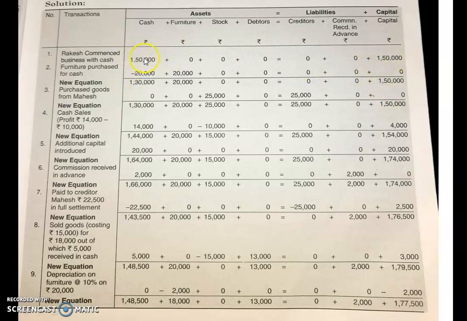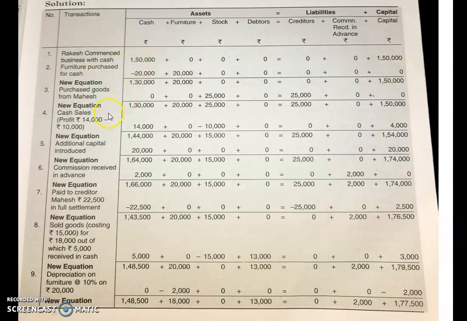It should be in proper, systematic and neat presentation. Don't write amounts here and there. Under the first transaction, you can see in cash column 1,50,000 and in capital column 1,50,000. Even if you are not writing the zeros, no problem. Just write 1,50,000 in cash, and in capital write 1,50,000. After that, you can draw a line and write a new equation.